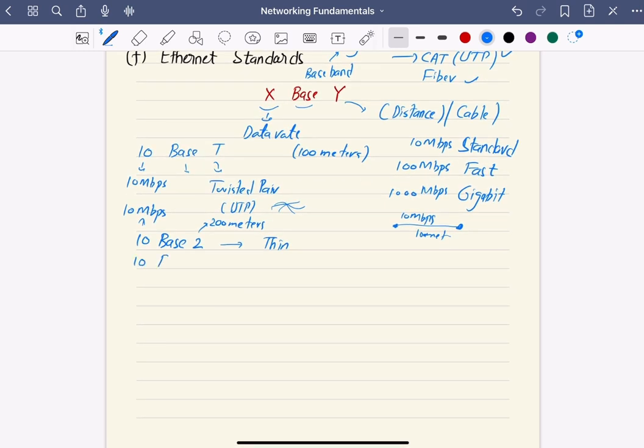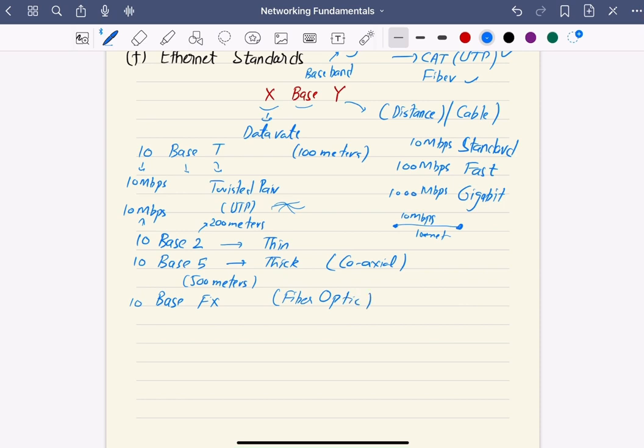Another standard was 10 Base 5, which is kind of thick, and is basically coaxial cable. It can cover up to 500 meters distance. Similarly, we have 10 Base FX, which is basically fast Ethernet, and FX is basically fiber optic. It is fiber optics, which is faster. And similarly, there are other standards as well.